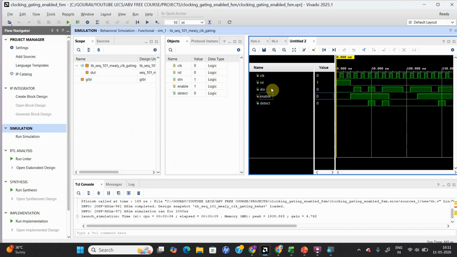Over here we have applied our input 1 0 1, and enable was 1, that's why detect was equal to 1. And next 1 0 1, enable was 1, detect was equal to 1. Now again 1 0 1, but your detect output is equal to 0 because enable was equal to 0. So this is about clock gating, and this is how we implement the clock gating technique. So that's all for this particular session.